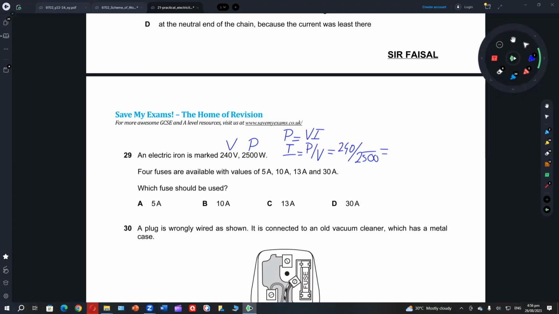So what is 240 divided by 2500? Try to learn to do these calculations quickly, because I always have to wait and you are doing a small division. 0.096. Right, but try to do it quickly, because you only have to divide on a calculator. 0.096 is a very small current. So the smallest current fuse is here.